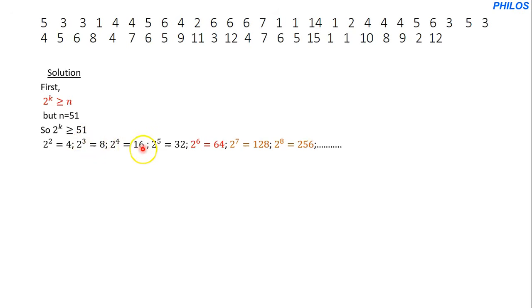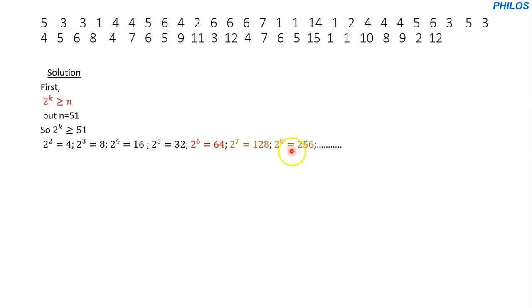2 exponent 4 is 16. 16 is not greater than 51, so k cannot be 4. 2 exponent 5 is 32. 32 is not greater than 51, so k cannot be 5. 2 exponent 6 is 64. 64 is greater than 51, so k can be 6. 2 exponent 7 is 128. 128 is greater than 51, so k can be 7. 2 exponent 8 is 256. 256 is greater than 51, so k can be 8.